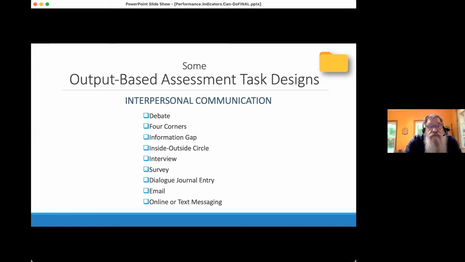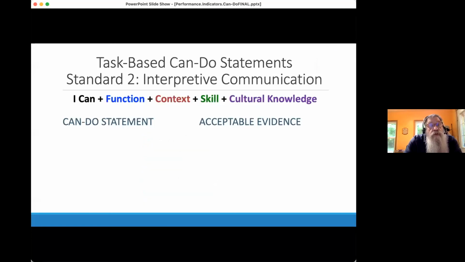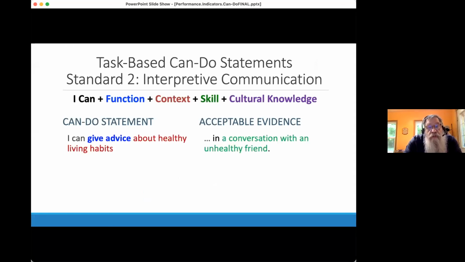So these are the evidence we use in making our task-based can-do statements. Again, all activities that we're very familiar with, all tasks that we've led our students in many times in many contexts. So we take the stem of our unit can-do statement, I can give advice about healthy living habits. And then our acceptable evidence becomes in a conversation with an unhealthy friend. So the conversation is there, and that becomes the skill.